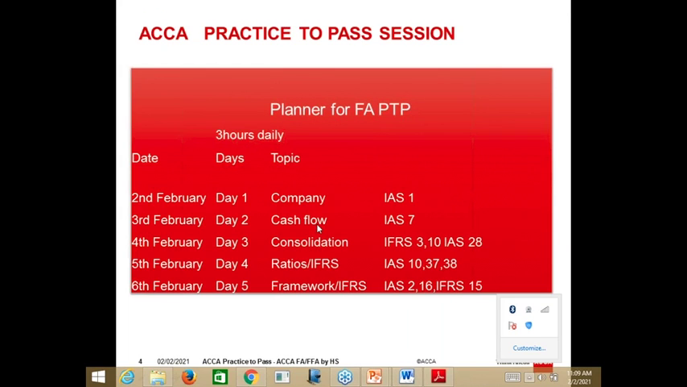So we'll be focusing on the key topics of paper FA: company accounts, cash flow, consolidation, ratios, IFRSs, and along with other topics. If you think that we should cover something, you can ask me.